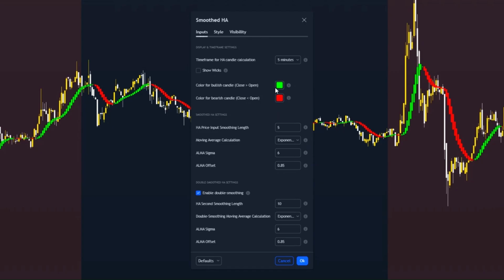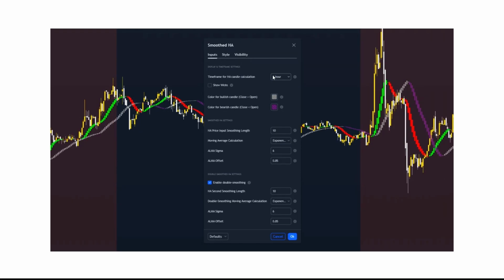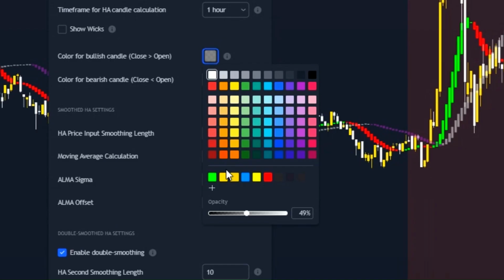I've also set the colours to green and red and made it nice and bright, as this will be our entry signal. Now for the second Heikin Ashi indicator, I have set the time frame to the 1 hour chart. This way we can see what is going on a higher time frame with trend, and it will maximise our success rate when taking trades on the 5-minute chart. And then on the colours, I've just changed the opacity to around 50%.